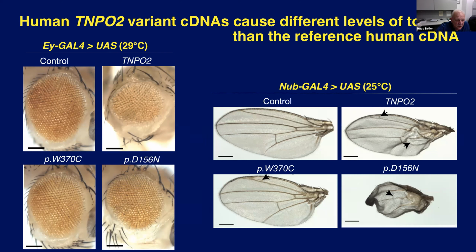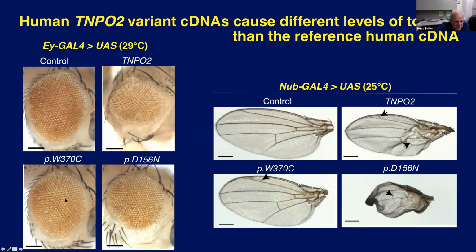And what Lindsay did was use the eyeless Gal4 system to overexpress this gene in the eye and showed that the reference cDNA, when overexpressed in the eye, causes a strong phenotype. In fact, this phenotype is quite similar to the loss of function phenotype of the fly gene in the eye. But then notice that here she tests the same cDNA with a single amino acid change.